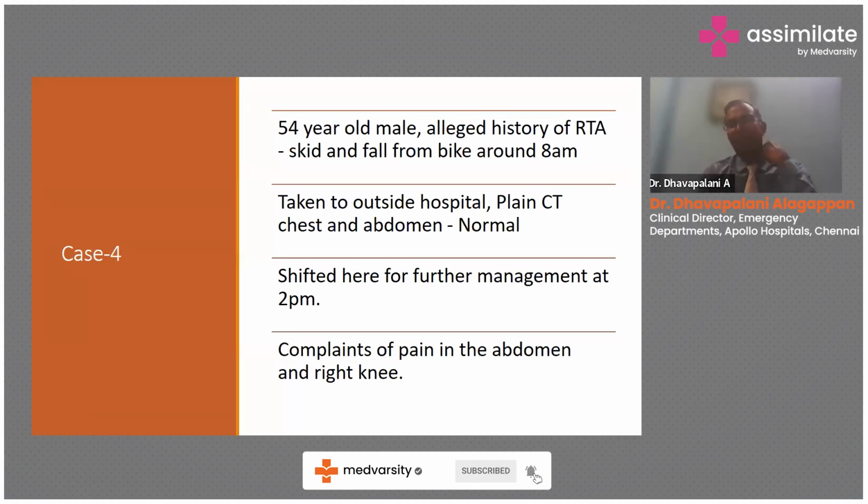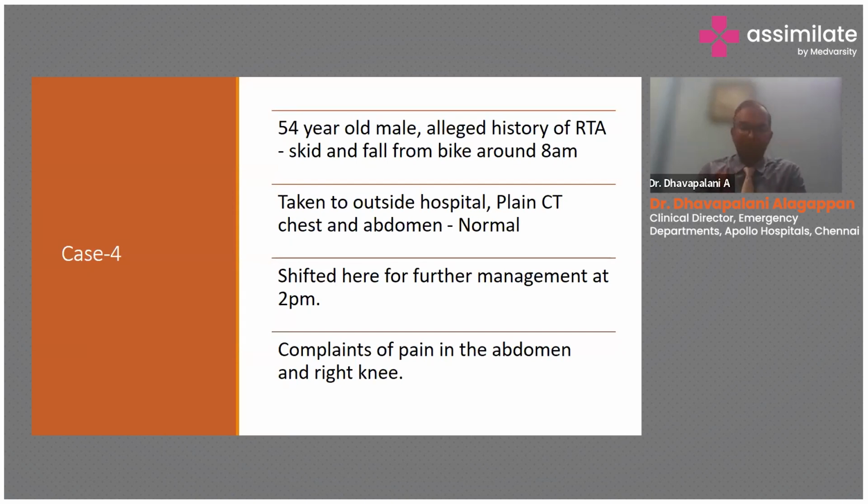The reason we are highlighting this is, remember in trauma, when you do a CT of the torso, the chest and abdomen, you always have to ask for a contrast CT. You can't figure out if the patient is bleeding, or where he is bleeding, if you do a plain CT. So it's a bad idea to do plain CTs. Chest and abdomen CTs in trauma should ideally be contrast enhanced CTs. Anyway, this guy had plain CTs outside and it was normal.